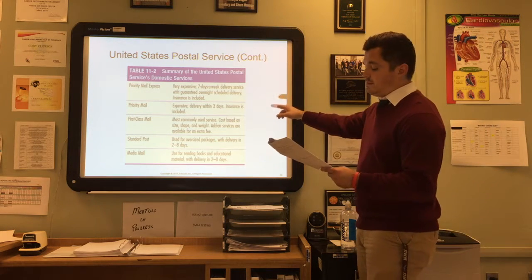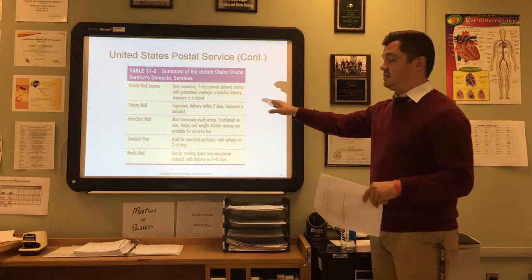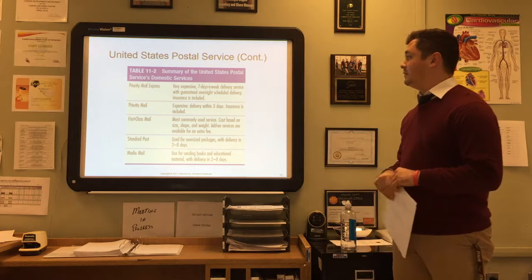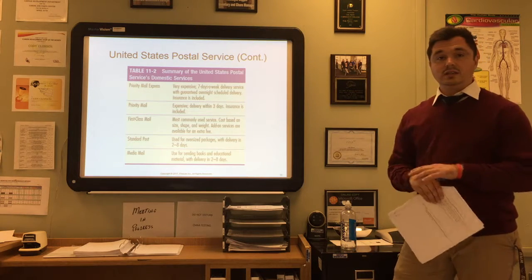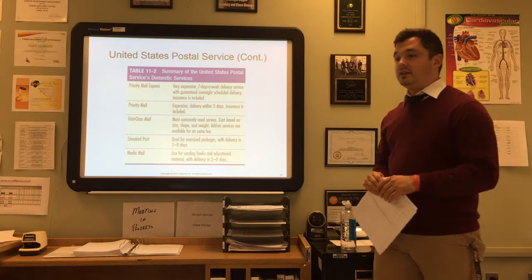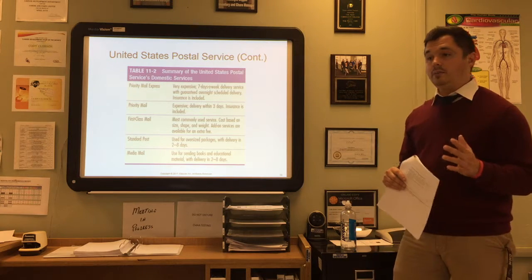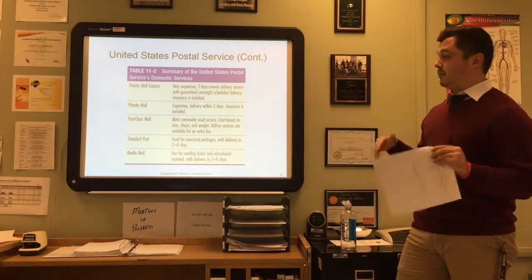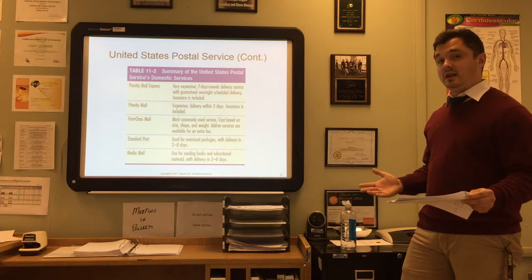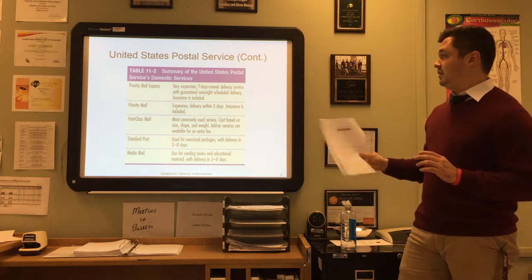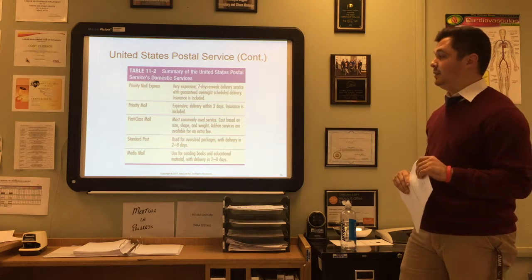So your priority mail express, it's very expensive. Okay, it's very expensive, and it's a 7 days a week delivery service. So they even deliver on Sundays with a guaranteed overnight scheduled delivery, and insurance is included with your priority mail express. If you just have priority mail, it's a little bit less expensive than your priority mail express, but it's still an expensive service. And its delivery is usually done within 3 days, and your insurance is included in there.